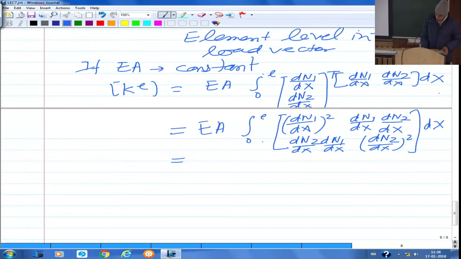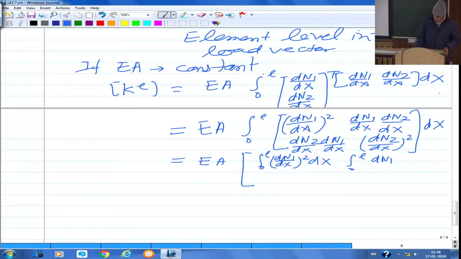When you put all of these in and do the integration, the integration actually means integration of each element, so you can take the integration inside each of these terms. Right now it's a simple problem, but I wanted to demonstrate all the steps. So the meaning of this integral is integration of each of these terms: integral 0 to L dn1 by dx whole square dx, integral 0 to L dn1 by dx dn2 by dx dx, and so on. Similarly these two terms.